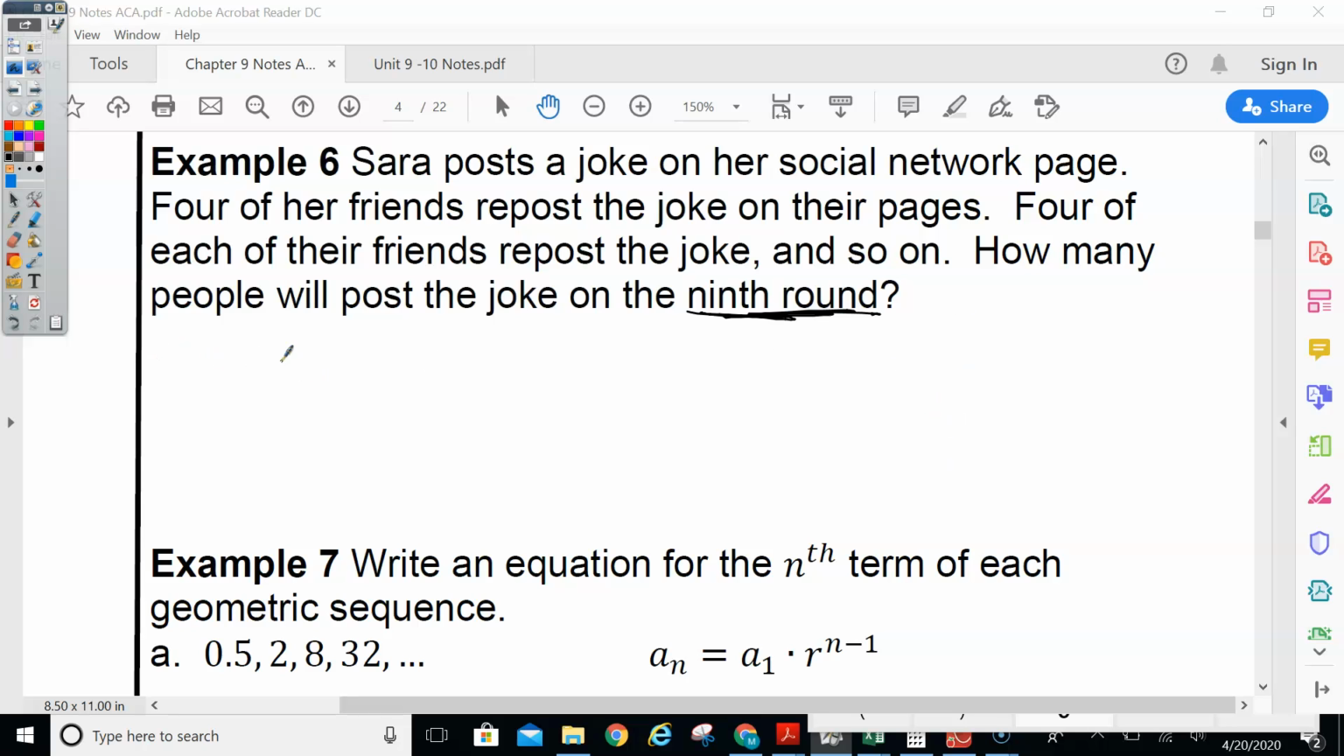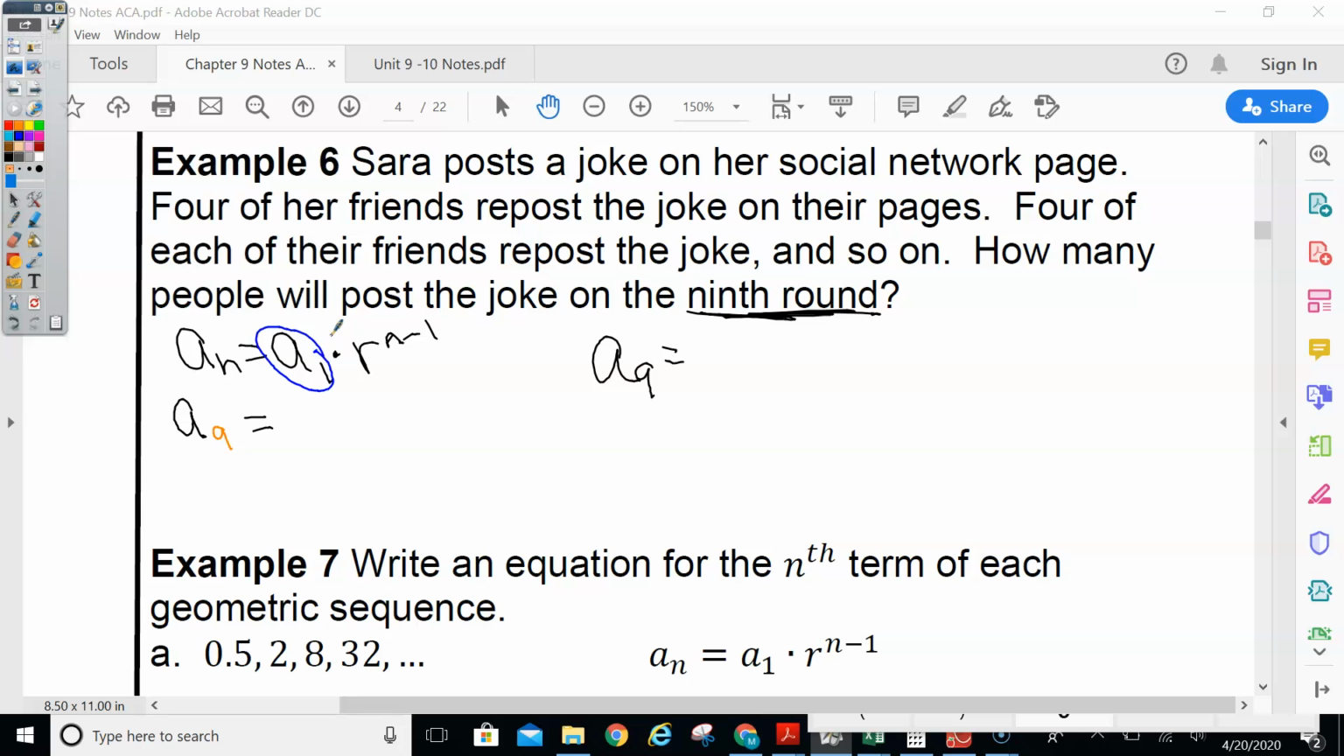Okay, so you can do 9 blanks like we did before, or you can use the formula to find A9. So I'm going to use the formula here because 9 blanks is too much. But if you want, you can use the blanks and go in order. Okay, so I'm going to write the formula down again. So A n equals A1 times r to the n minus 1. So A n, we want the 9th one, and this is equal to A1, which is how many there were on the first round.